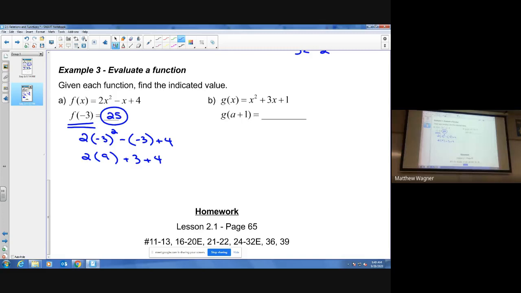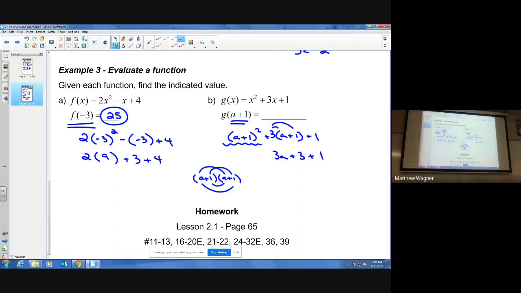The last thing we want to do, sometimes you'll be asked to plug in an expression. So we have a plus 1 squared, 3, and a plus 1 plus 1. The big thing here, you need to distribute in that second part. Okay. And then the first part, if you recall from Algebra 1, you have to FOIL. A plus 1 squared actually means a plus 1 times a plus 1. So you're going to have to multiply the first, the last, the insides, and the outsides.